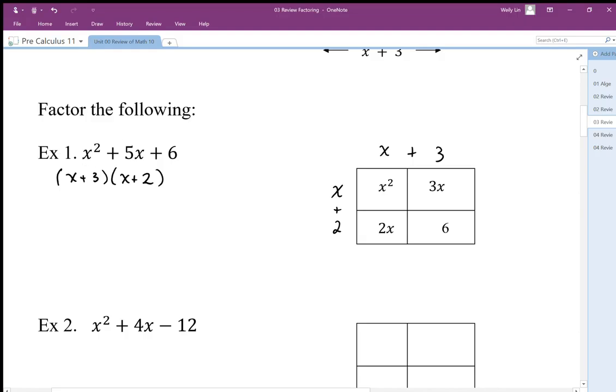First, outside, inside, last. So first, x squared, outside, inside, last, gives us what we started with, x squared plus 5x plus 6. So this is then definitely the correct factored form. This is what we're looking for. We're looking for the length and width given that area.